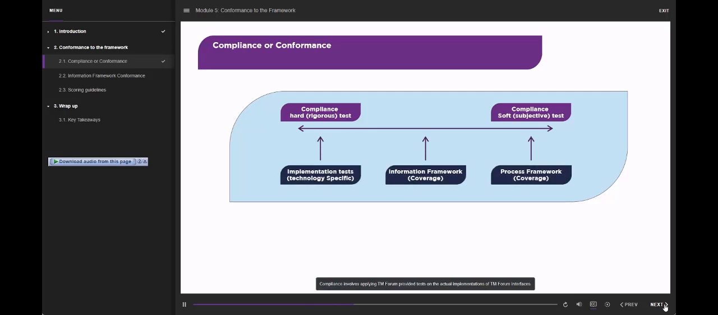Compliance involves applying TM Forum provided tests on the actual implementations of TM Forum interfaces. The result is that an implementation passes or fails, so this is clearly very rigorous. Conformance to the information framework and business process framework is measured by assessing components of them and assigning a conformance score to each component. We'll look at the information framework conformance scoring system next. It is more rigorous than that for the business process framework, where the descriptions of an implementation's task-level process are assessed. As such, information framework model conformance is considered to be closer to compliance along the continuum.